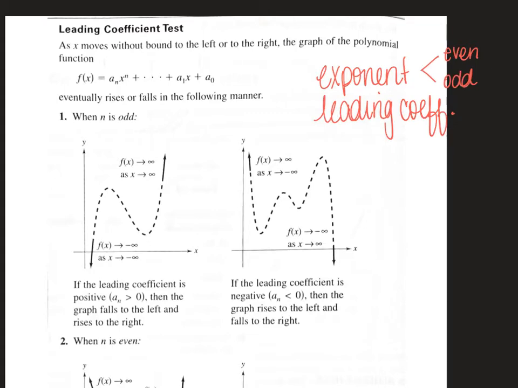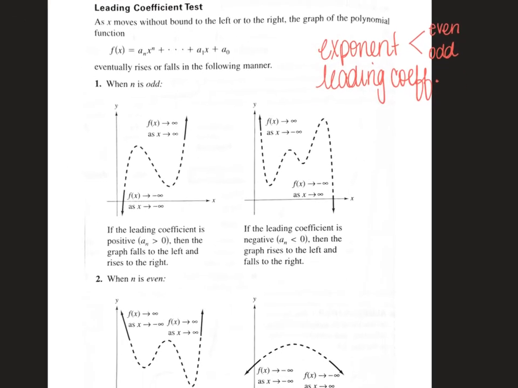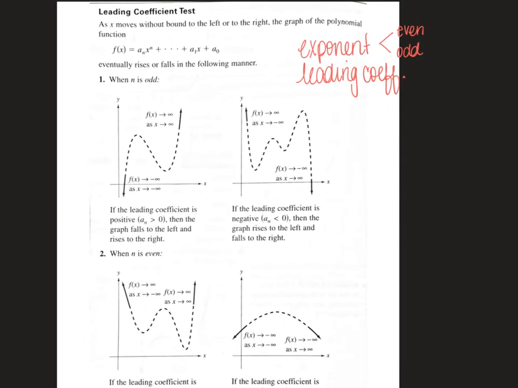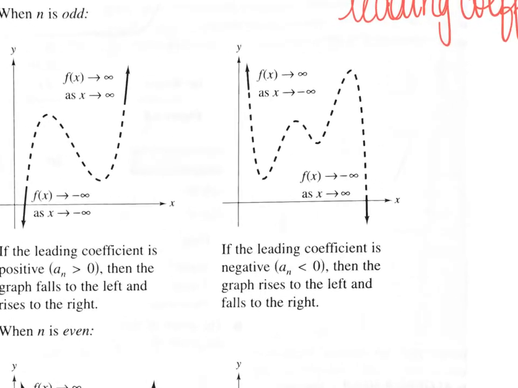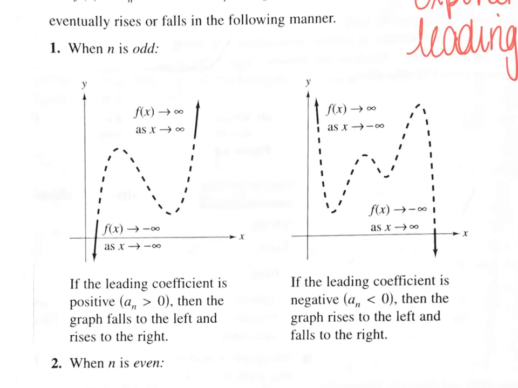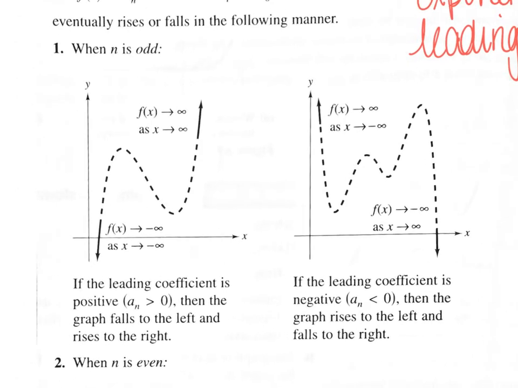Looking at that, I'm going to zoom this page out a little bit. You can see how we have number one and number two. Number one is for when your exponent is odd. Number two is for when your exponent's even. So let's look at the odd one first. Let's say we've decided that our polynomial has an odd degree.